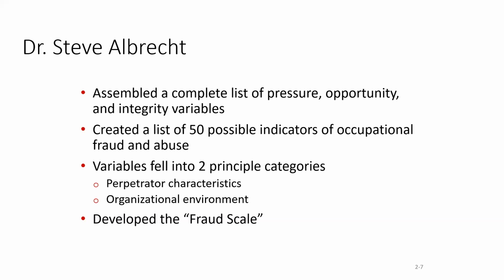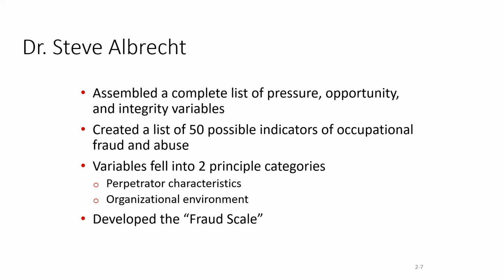So he's taking a deep dive to try and figure out if we can predict when fraud is going to take place. And he identified 50 different things. These things fell into two categories. First, he identified perpetrator characteristics, so characteristics of the person doing the bad stuff. And then he also identified organizational environment. So the fraud could be because of things going on with the person, or what's going on within that organizational environment.